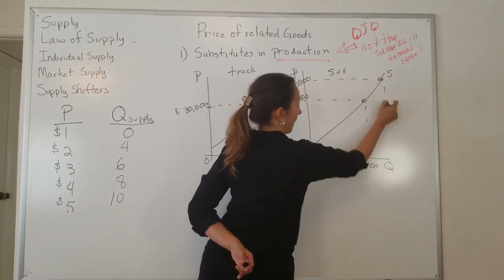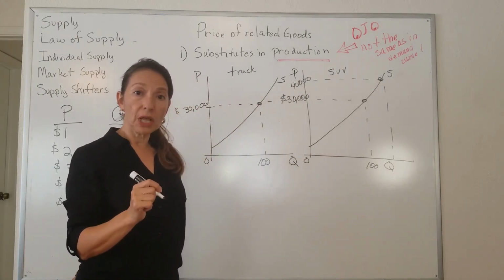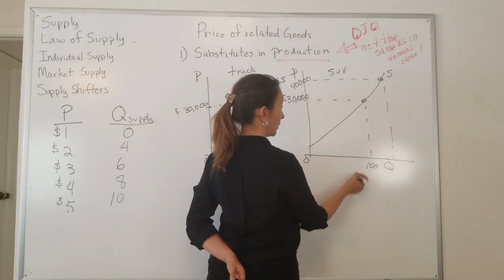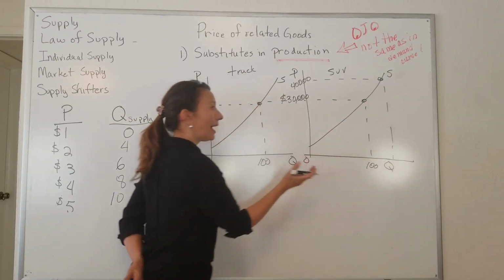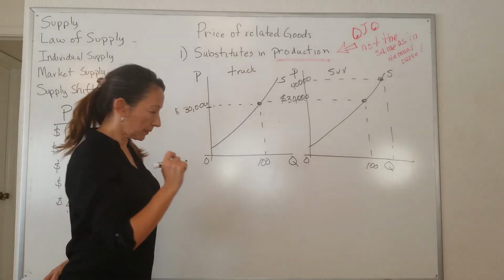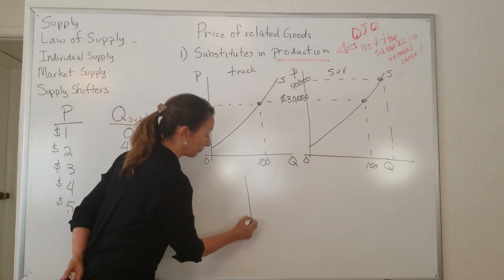Okay. So if the price goes up, according to the law of supply, we know that the quantity supplied is going to increase as well. So they're going to produce more. But how can they produce more if they only have one facility in which to produce? Okay. So this is where I like to look at our production possibilities curve.